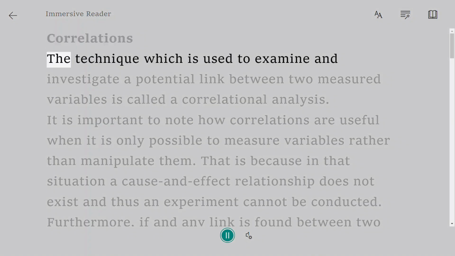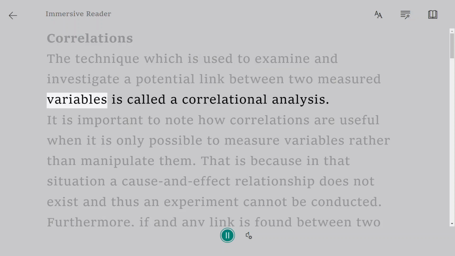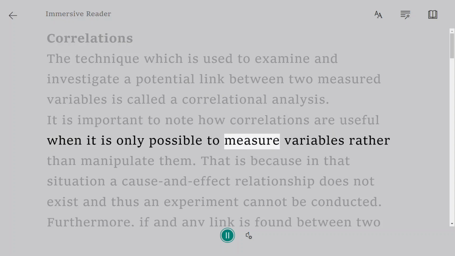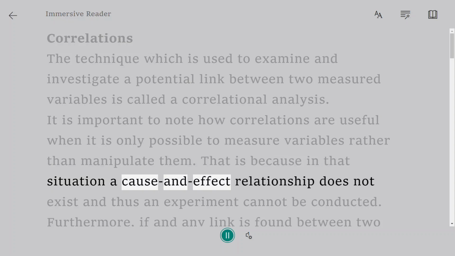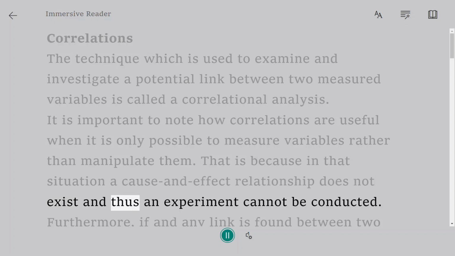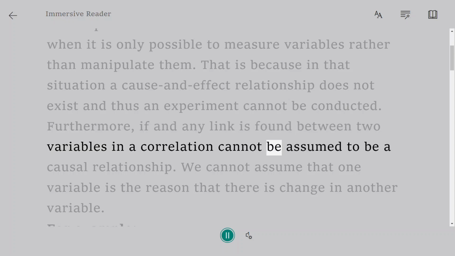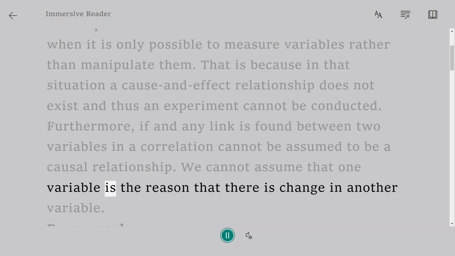Correlations. The technique which is used to examine and investigate a potential link between two measured variables is called a correlational analysis. It is important to note how correlations are useful when it is only possible to measure variables rather than manipulate them. That is because in that situation a cause and effect relationship does not exist and thus an experiment cannot be conducted. Furthermore, if any link is found between two variables in a correlation, it cannot be assumed to be a causal relationship. We cannot assume that one variable is the reason that there is change in another variable.